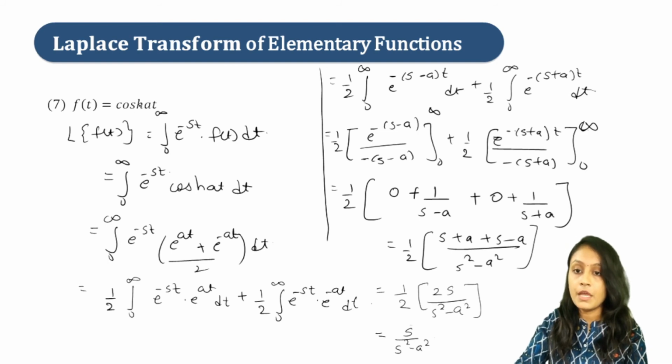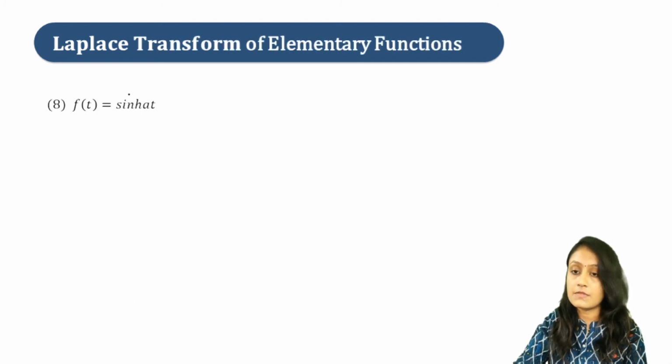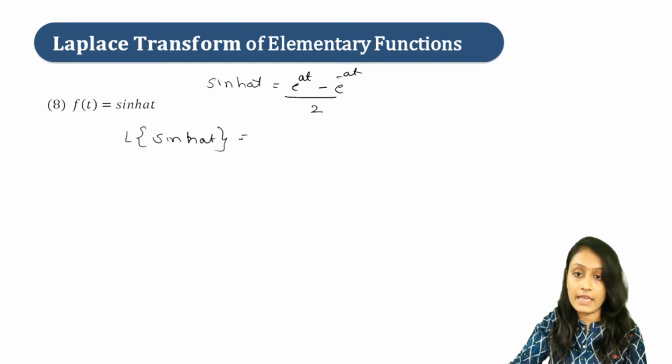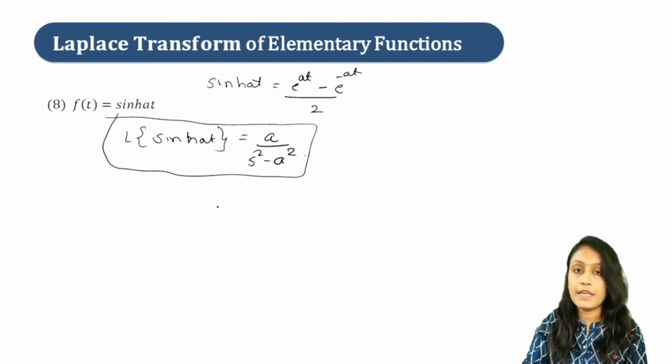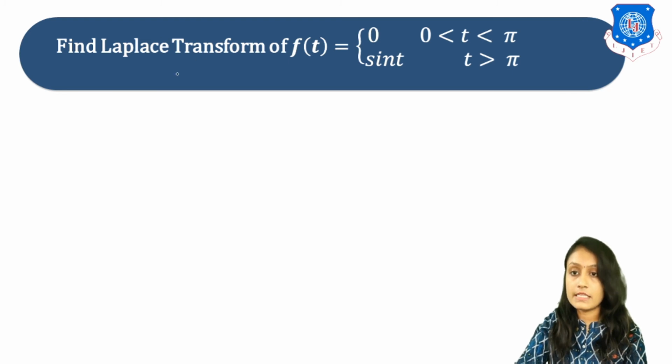Next, we have to find the Laplace transform of sinh at. Now we know that sinh at is e raised to at minus e raised to minus at upon 2. We have to solve similarly, and on simplification you will get the Laplace transform of sinh at as a upon s square minus a square. This is again a formula which we have to remember. Now let's solve examples.